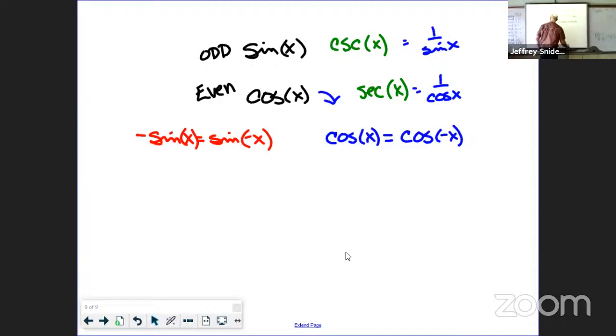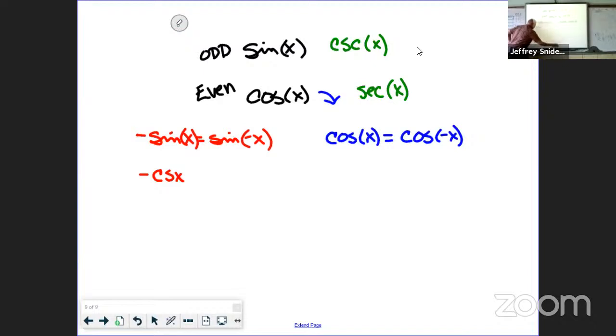Now, what does this mean? If this is true, I'm going to get rid of this and this. If this is true, that means down here I can write that the negative cosecant of x is equal to the cosecant of negative x. Why is that important? Because later on, if I see this, I could write this in place of it, and it's a lot easier to have a negative in front than a negative angle.